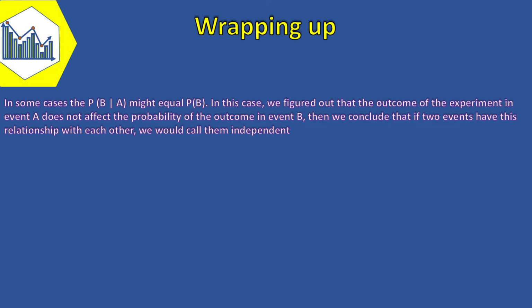Now, it's time to wrap up the video by reviewing what we have learned so far. First, we saw that sometimes the probability of B given A might equal the probability of B. In this case, we figured out that the outcome of the experiment in event A does not affect the probability of the outcome in event B. Then we conclude that if two events have this relationship with each other, we would call them independent. But generally, we call multiple events independent provided that their intersection equals their multiplications.